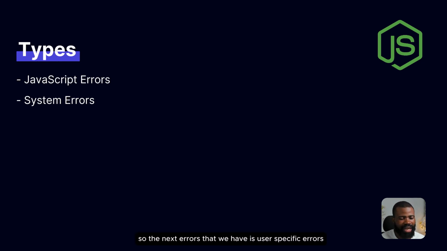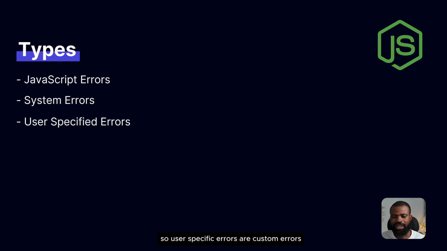Okay, so the next errors that we have are user-specific errors. User-specific errors are custom errors developers define to represent specific application conditions. Now, these errors can provide additional context or information about the cause of the error, making it easier to log or troubleshoot issues. For example, you can create a class in Node.js and extend the Node.js error class.